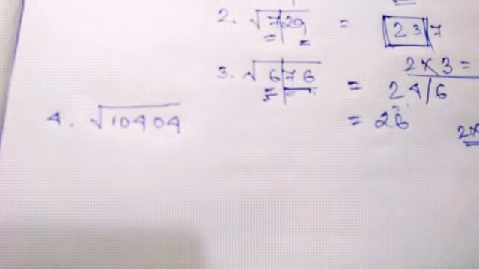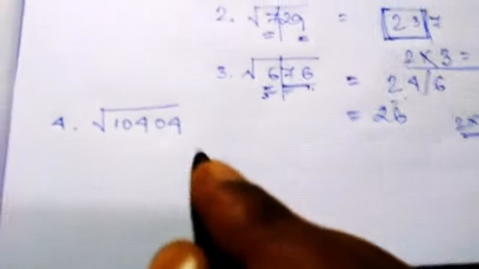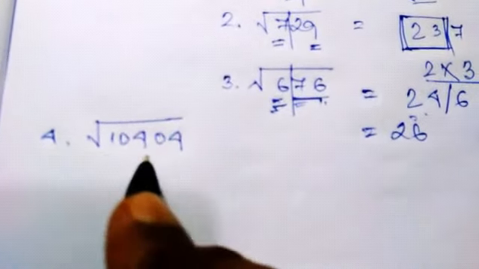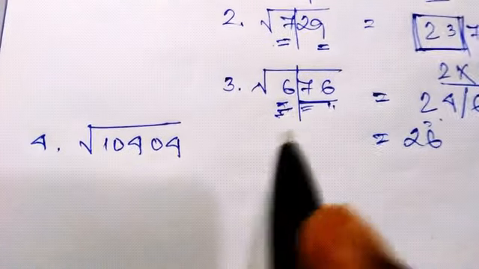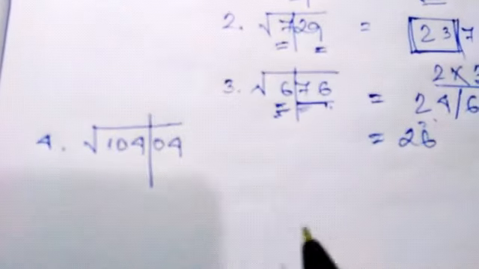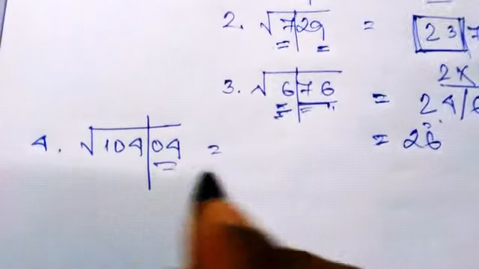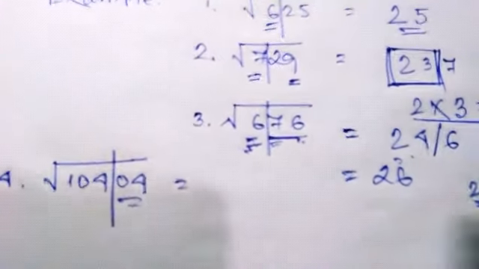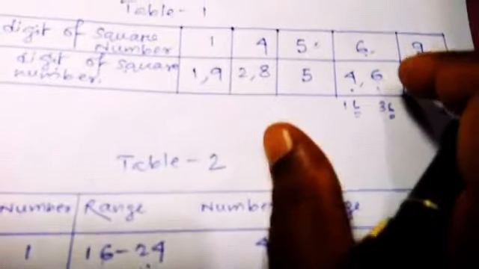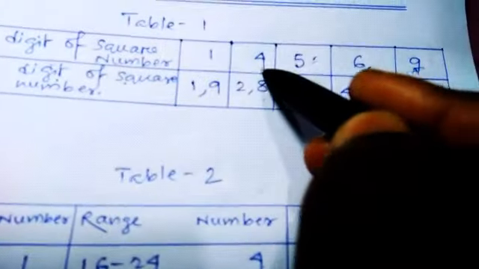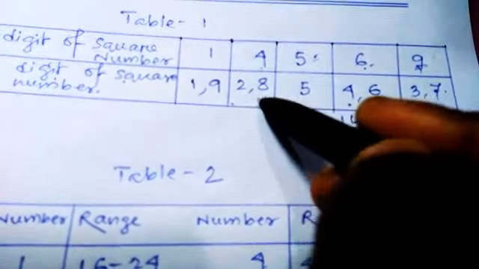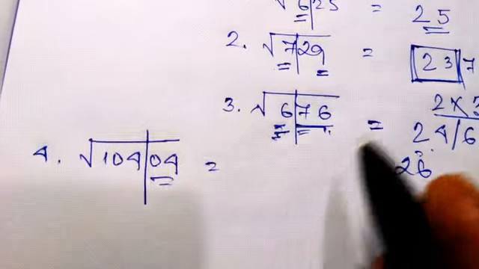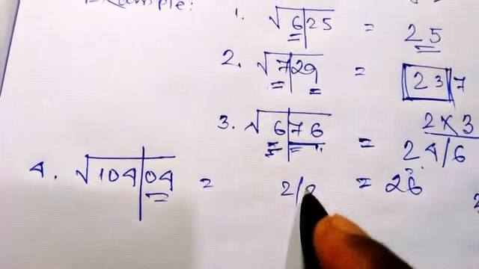In this case it is 10404. So at first I will divide it, and for 04 as the unit is 4, so from table number 1, if the unit is 4, it should be 2 or 8. So for this one, its unit will be 2 or 8.